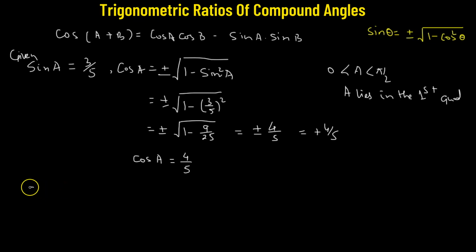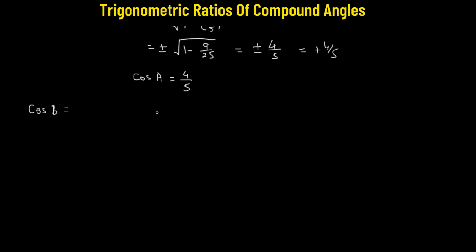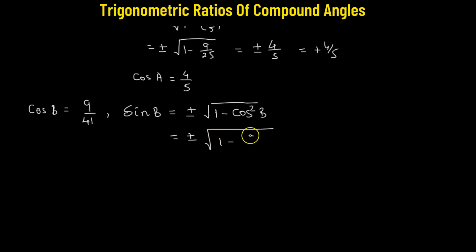Then we are provided with the value of cosine of B. So cosine of B is given as 9 over 41. Using this information, we need to find the value of sine B. So sine B will be equal to plus or minus the square root of 1 minus cosine squared B. We substitute cosine B with 9 over 41, so we have the square root of 1 minus (9 over 41) whole squared. When we solve this, we get the value of sine B.